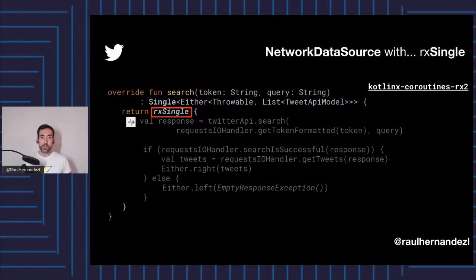Now, if we want to return this as a single, then we have something very handy. That library called Kotlin coroutines Rx2, because by using this block operator with Rx single, we can return this as a single. So this is very useful because then we don't have to migrate the repository right now. So we can just do it for another day.